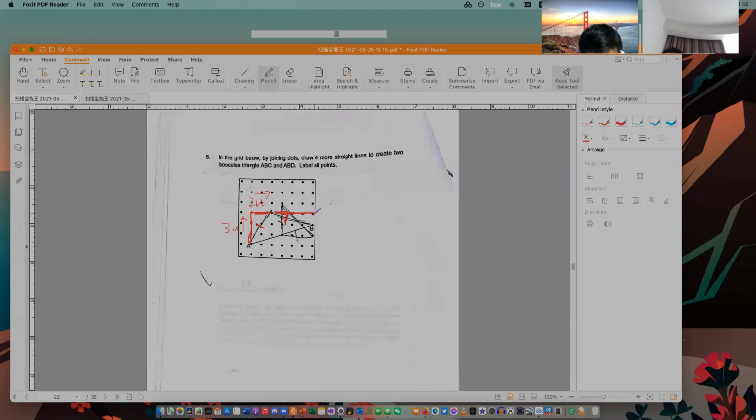You have what? You have 1, 2, 3, 4. Because you have 4 units to the right, and then 1 unit down. So can you see that these two don't tally? That means they don't match. So this is also another way to tell me these two lines are actually not the same.